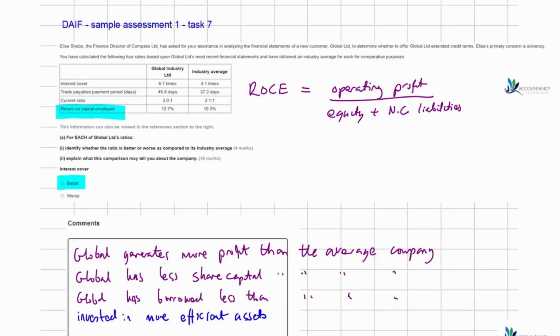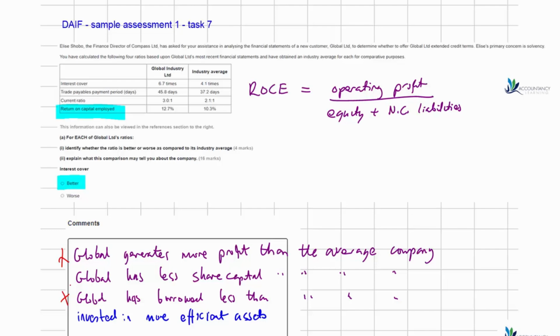So commercially, why is that the case? Well, it could be that they've used their capital to invest in more efficient assets, and those assets are generating more profits than some of the industry average assets. Notice that the first comment we also said for the interest cover, and also the third comment we said for the interest cover as well. And in the AAT sample assessment answers, it does give credit for recognizing that these numbers are connected with interest cover.